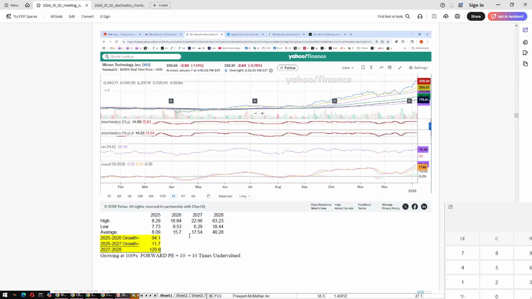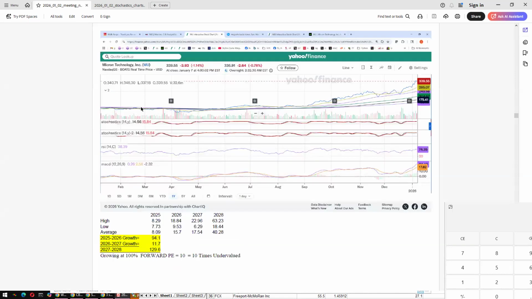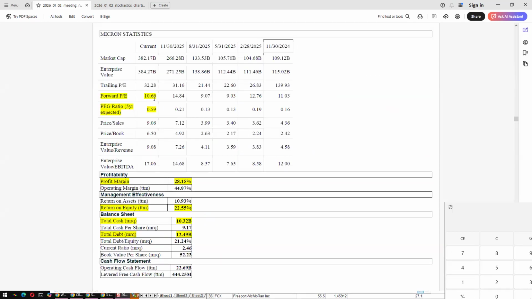Okay, so that's pretty interesting. Between 26 and 27, it's only 12% growth, but the company's current PE ratio is 10. So even if it was only growing at 12% and its PE is 10, that's a fair value. But Yahoo Finance thinks it's half off right now.